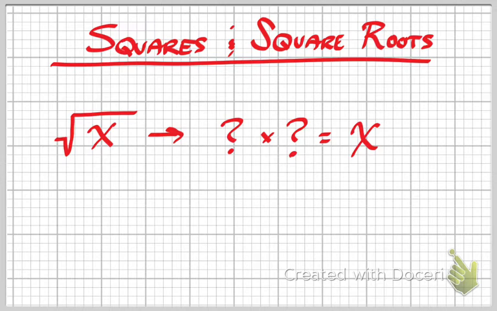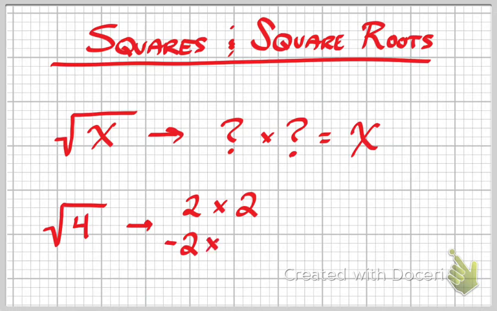The thing that's a little bit funky about square roots is they don't only have one answer. They always have two possible answers. So for example, basic example, square root of 4. If I asked for the square root of 4, we could say 2 times 2 is 4, or we could say negative 2 times negative 2 is 4.